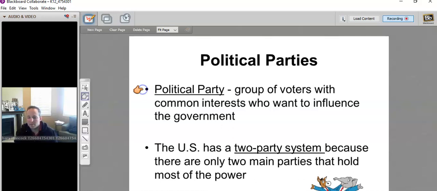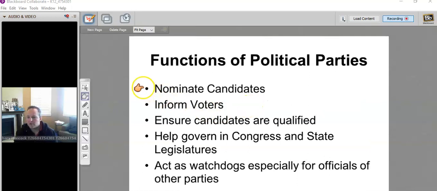And so that's why people get together if you have similar common beliefs and you align with the party. As I said, there's two main parties, which I already talked about, the Republican and the Democratic Party in the United States. Now, it's kind of interesting because other countries, some of them have multiple different parties. So the functions of parties: they nominate a candidate, they inform the voters of different things that are going on, they ensure candidates are qualified to be there, they help govern Congress and state legislatures.